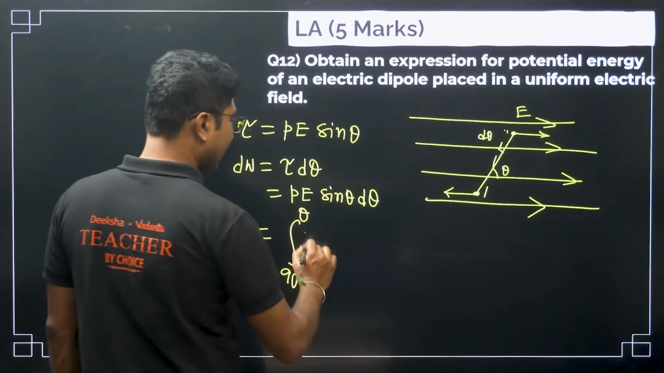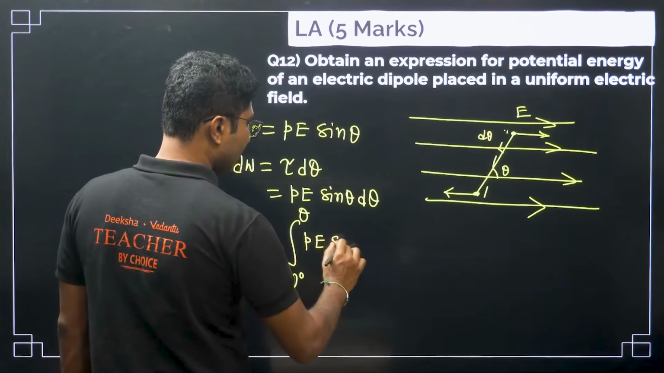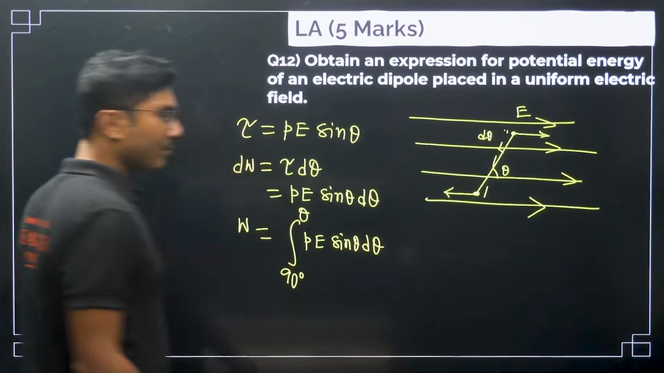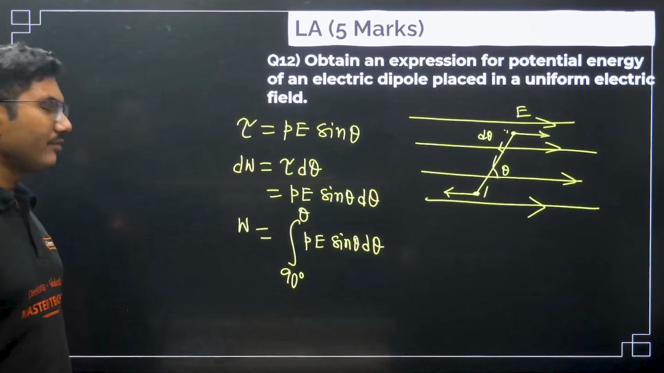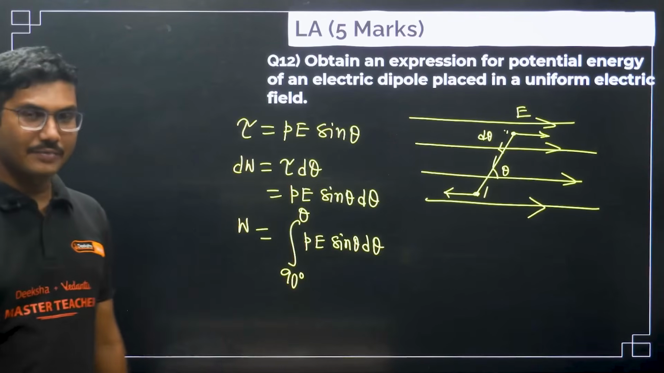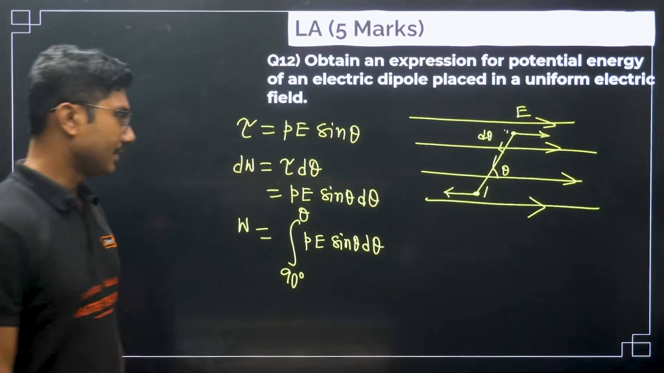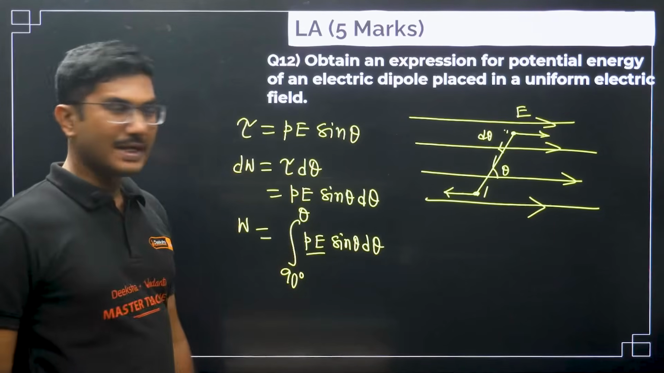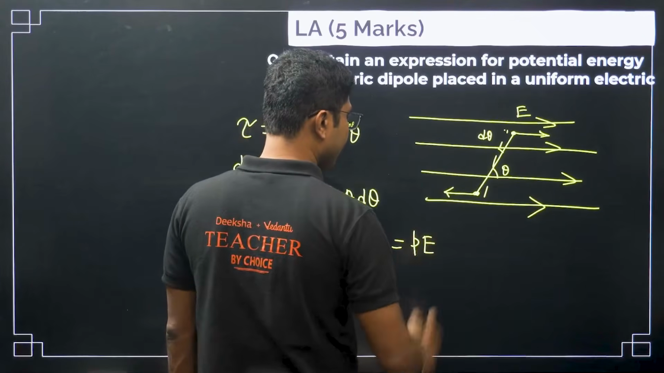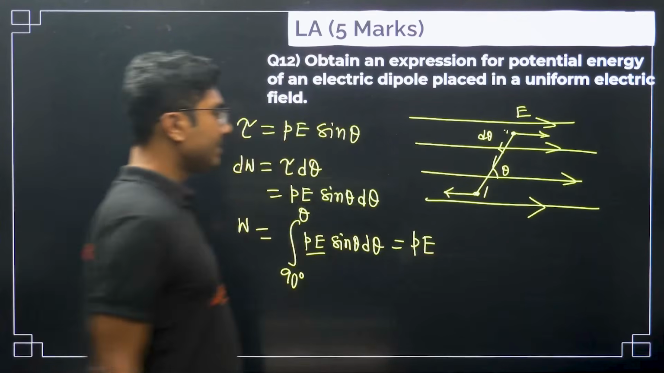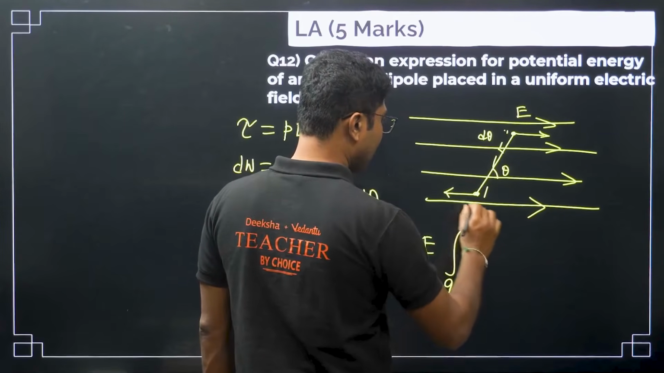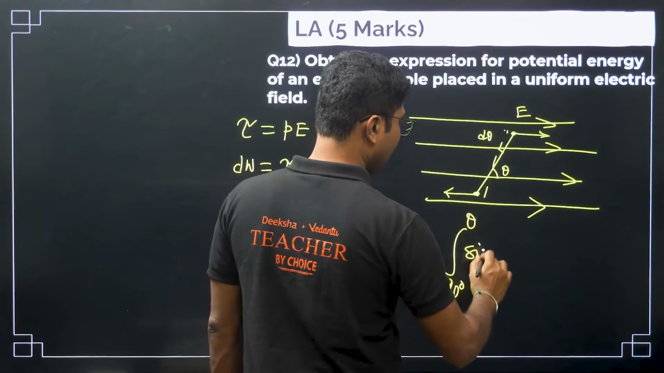So the integral of PE sin theta d theta. I hope you have already done some level of integration in the class. Otherwise you can check my bridge course where I have discussed the basics of integration. Now PE is constant, so it will come out of the integration. Now what do we have inside? We have 90 degrees to theta, sin theta.